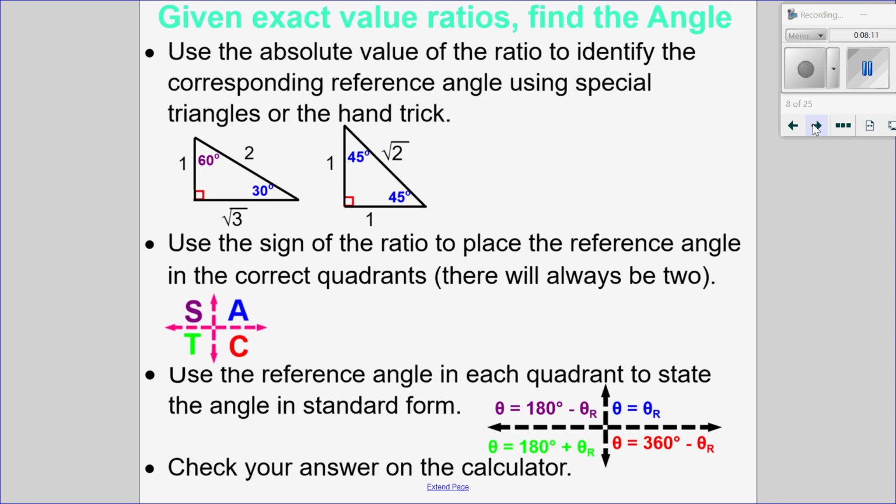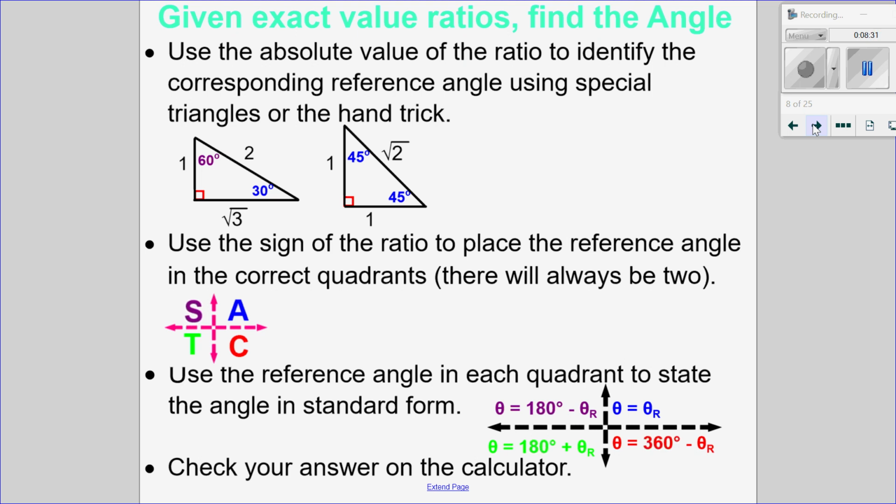So looking at finding the exact value ratio, if you're given the exact value ratio, how do you find the angle? Well, if I'm giving you an exact value ratio, it means it's one of your special angles, 30, 60, 90, or 45, 45, 90. So you can use the special triangles or your hand trick.